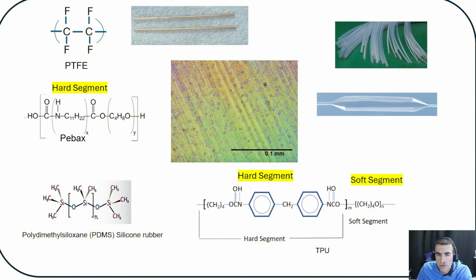So because of the variability and options that you have, there are a lot of polyurethanes in the market. You have Tecoflex, you have Carbothane, you have Pellethane, Tecothane, where the chemical composition is changing, the durometer is changing, and the aliphatic or aromatic nature is also changing. So you have a lot of options compared to PBAX.